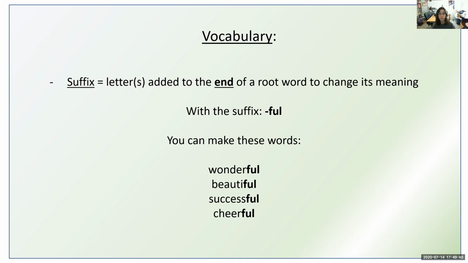So for example, with the suffix full, meaning just F-U-L, you can make these words: wonderful, beautiful, successful, cheerful. So in other words, full of wonder, full of beauty, full of success, full of cheerfulness, or full of happiness. Okay, so again, that was using the suffix full. The suffix is always going to be added to the end of a root word to change its meaning. So I'll let you pause the video and write down this definition of a suffix as well as the examples.